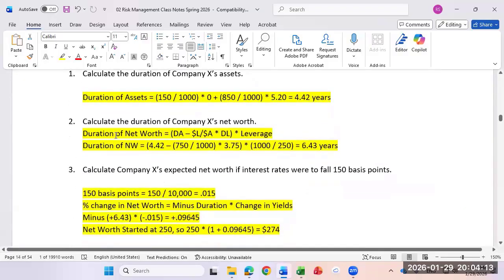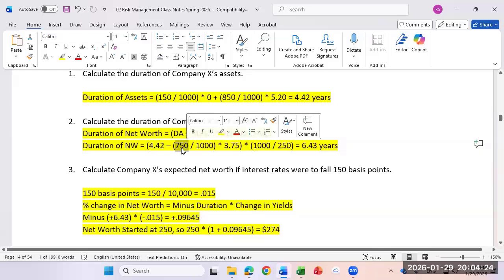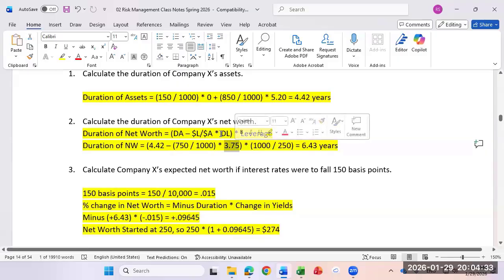So let's calculate the duration of net worth. What is 4.42? Anybody remember that number? Duration of assets, 750. Your debt, your liabilities, the billion. Total assets, 375. Your liabilities, and then there's the leverage. $1 billion is your assets, 250. Your net worth. You get a duration of net worth of 6.43.